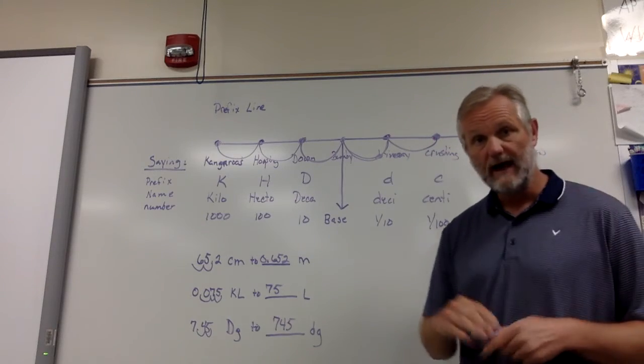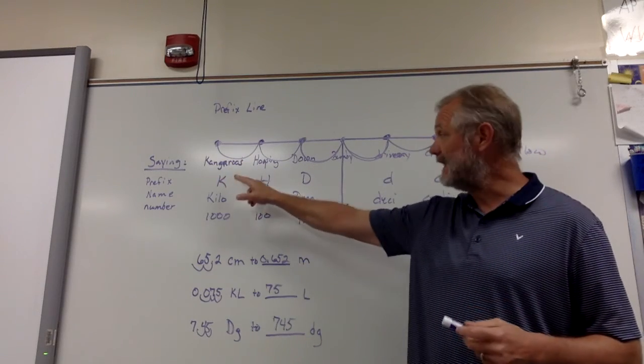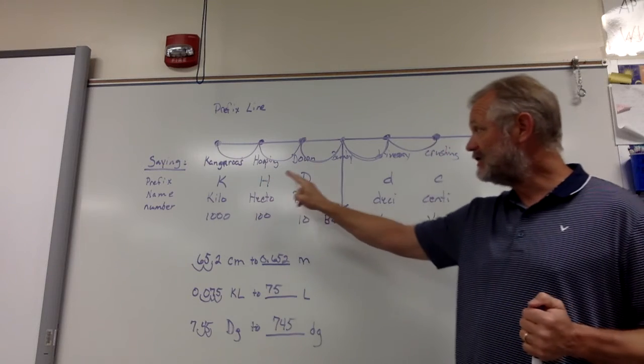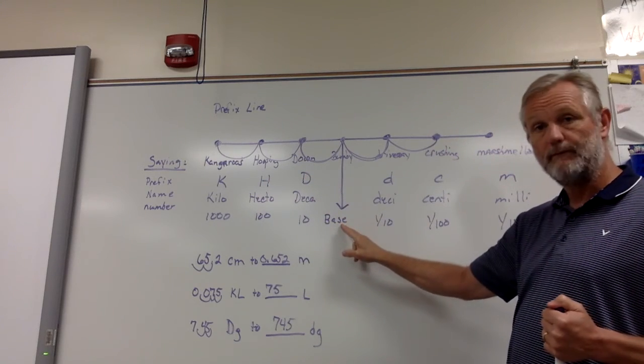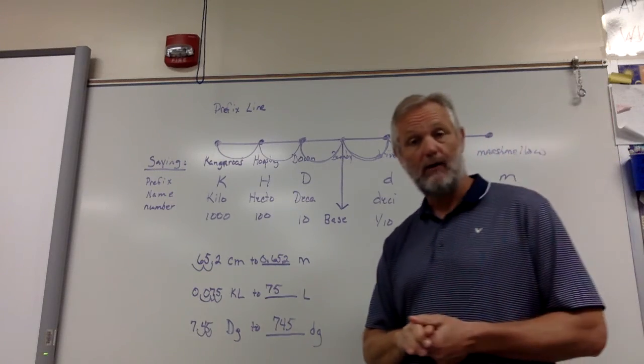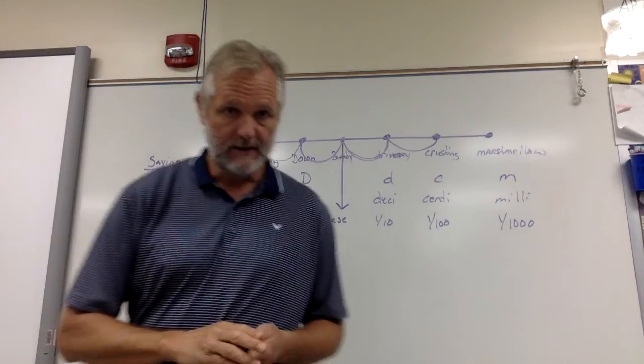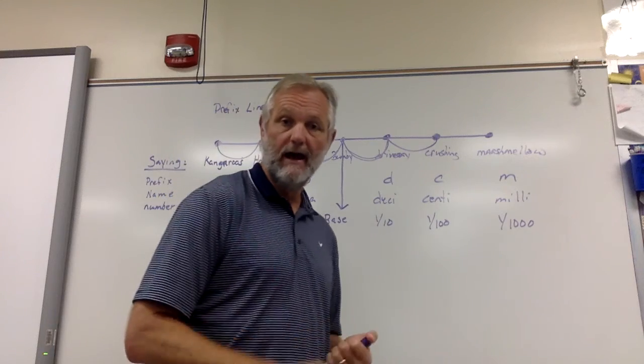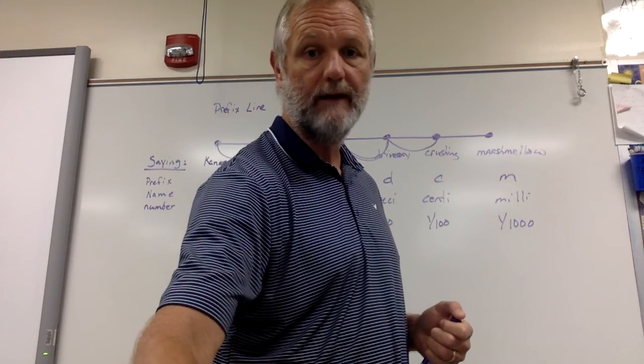So guys, in conclusion, if you can remember that kangaroos hopping down bumpy driveways, crushing marshmallows, that'll give you the saying to know that it is KHD, B for base, and then DCM. And that is going to be our prefix line. I hope this little mini lecture has helped, and I hope that you'll be able to complete the next worksheet.